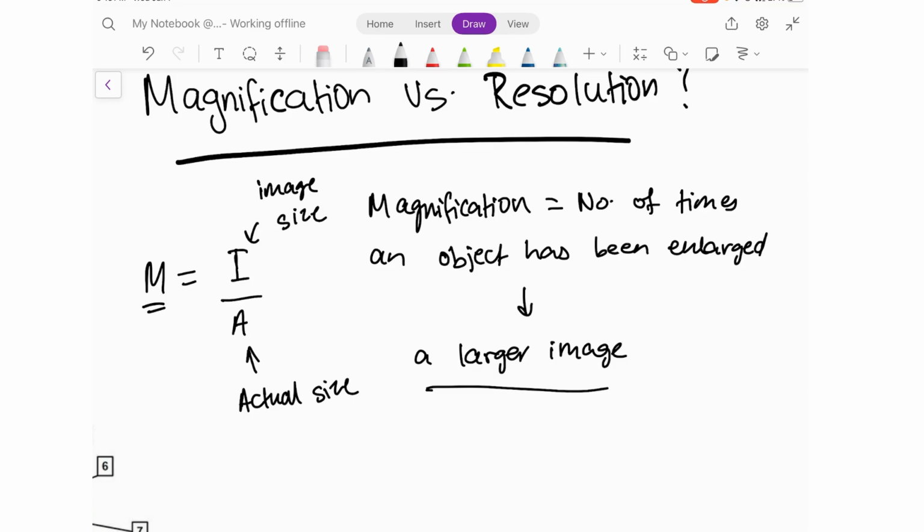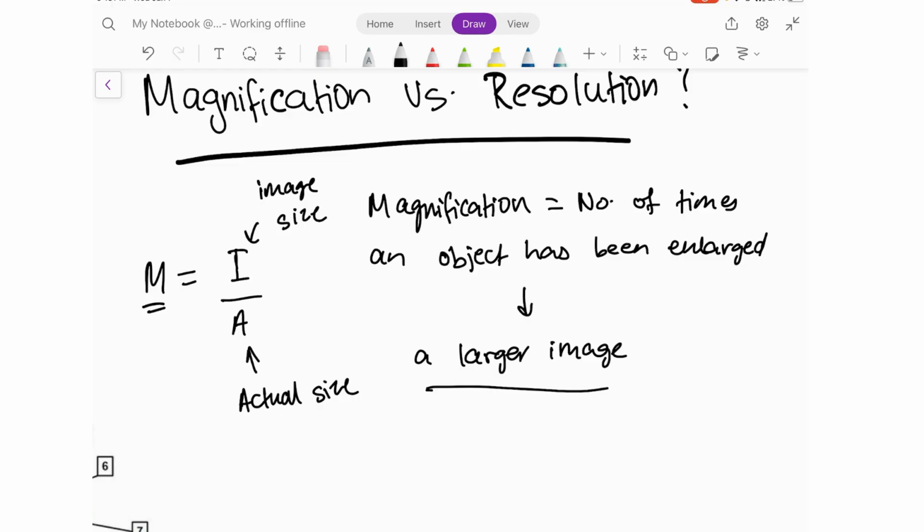I will be making a separate video on how we can calculate magnification from specimens, or from when you have your own specimen and you have to draw and you have to figure out the magnification or the image size or the actual size. So I'll be making a separate video detailing that. But for now, let's just keep this simple equation in mind.